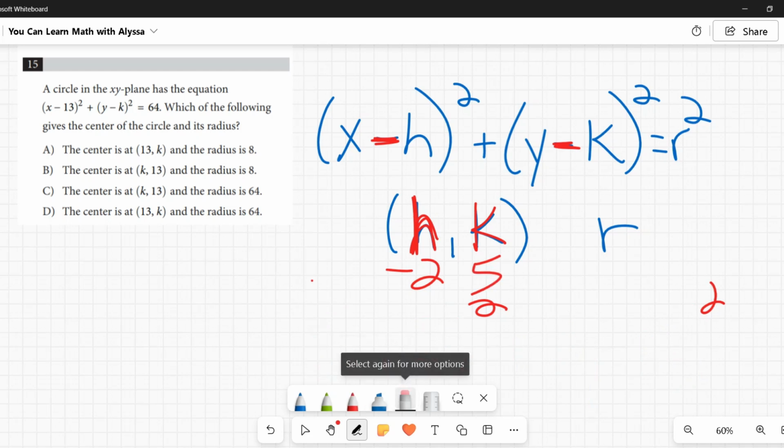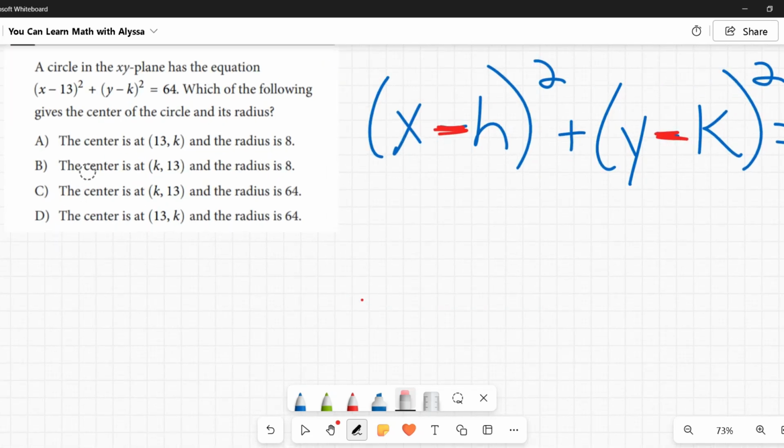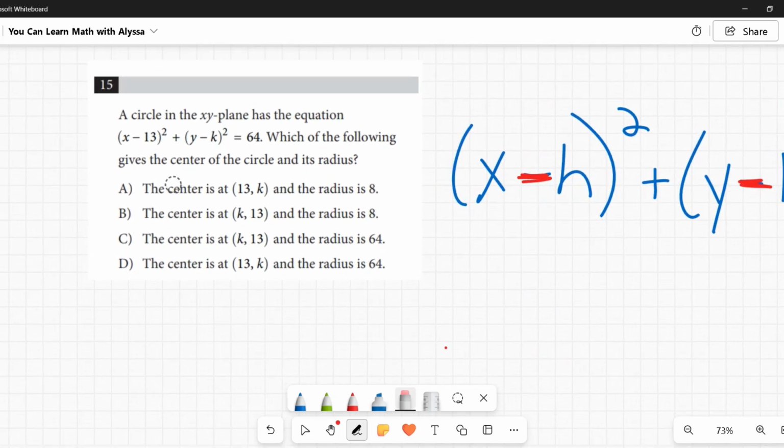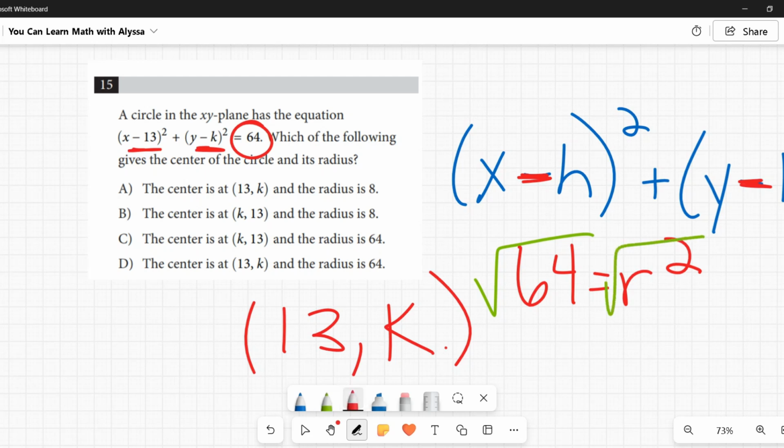So we use that rule. And we look at our equation that we're given, and it says (x minus 13) squared plus (y minus k) squared. So the opposite of this, or positive 13, and then the opposite of negative k, positive k. There's my center, 13, k. And this 64 is my r squared. So I just need to take the square root of both sides, and I know that r is equal to 8. So the center is at 13, k, and the radius is 8, and that is option A. And that's all there is to it.